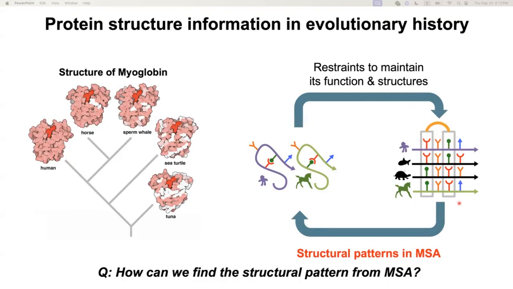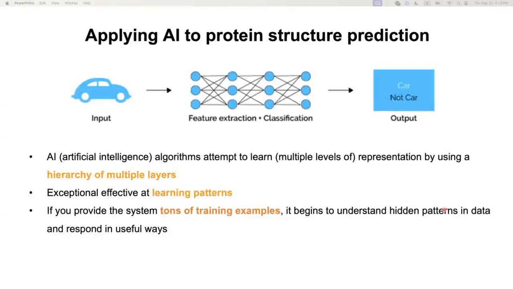Then the question is, how can we efficiently extract those structural patterns from the MSA? And this is where AI comes into play. As illustrated here, AI algorithms attempt to learn multiple levels of representation using a hierarchy of layers. And they're remarkably effective at identifying patterns, basically what we need for protein structure prediction.